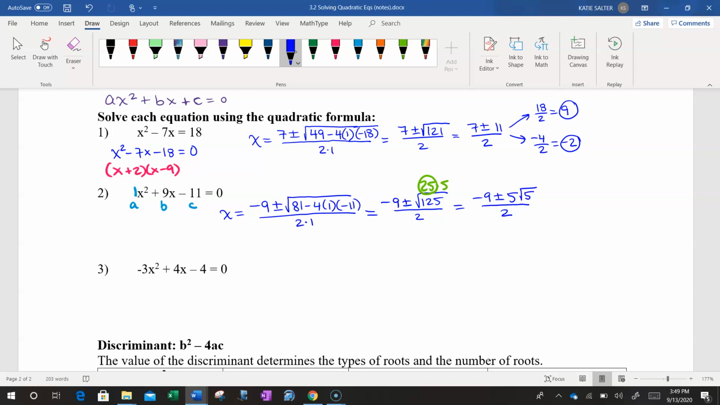So in this case, we have 2 roots. One is the one with the plus, one is the one with the minus. But you'll notice that they are irrational roots this time. They are real irrational roots.